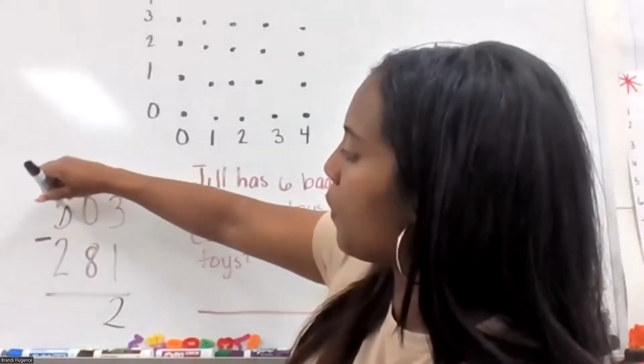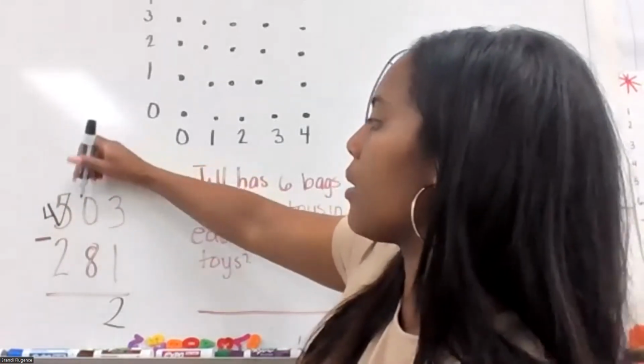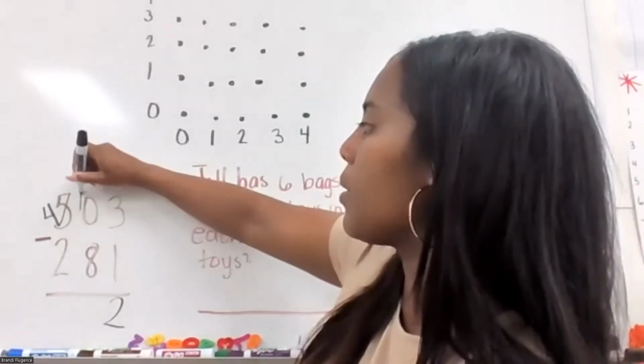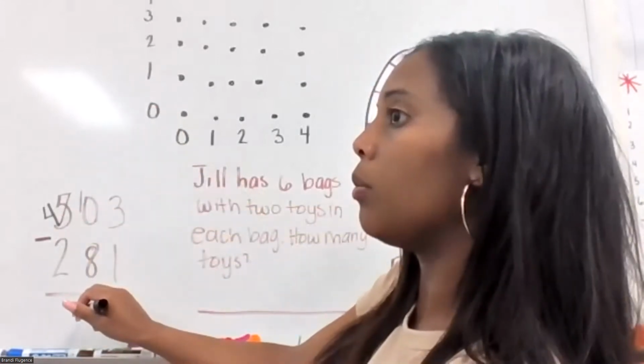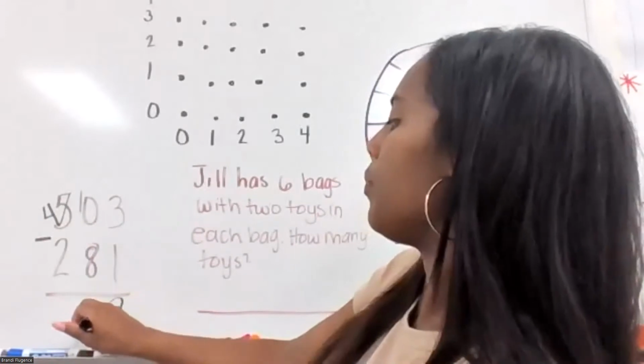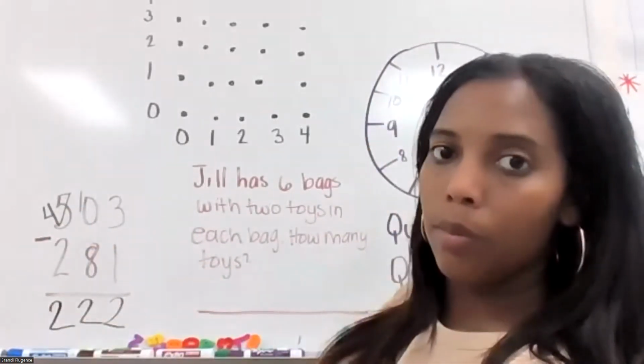I'm going to take 10 from 5. It becomes 403. I add the 10 I took from there to this 0. This becomes 10. Now I can subtract. 10 minus 8 is 2. And then 4 minus 2 is 2. Your answer was 222.